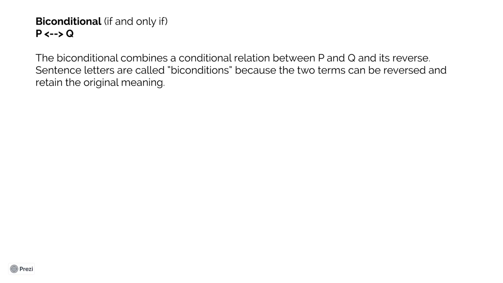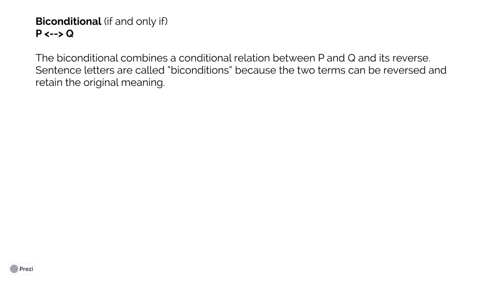The regular conditional comes in the form if P then Q, or P right arrow Q. The biconditional comes in the form of a double arrow, P and Q, with an arrow pointing both to P and to Q. So the biconditional combines a conditional relationship between P and Q and its reverse. Sentence letters are called biconditions because the two terms can be reversed and still retain the original meaning.